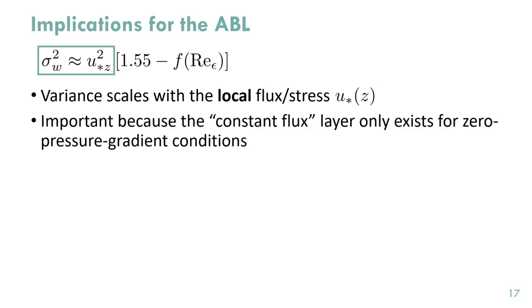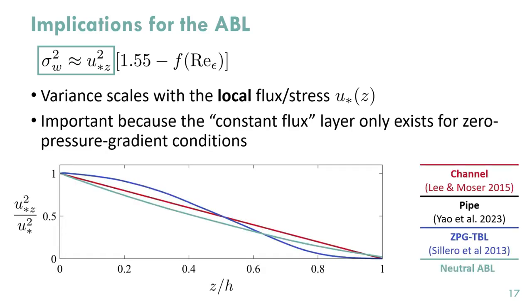This is a really important consideration because something that's often applied in the atmosphere is an approximation of a constant flux within the surface layer. However, this constant flux really only exists for zero pressure gradient conditions. This is a result that comes from the mean momentum balance and how the pressure gradient matches with the stress gradient. And so if you actually look at the flux profiles for all of these different cases, the only one that actually has a relatively constant flux in the vicinity of the surface is our zero pressure gradient case, which is not something that you often have in the atmospheric setting.